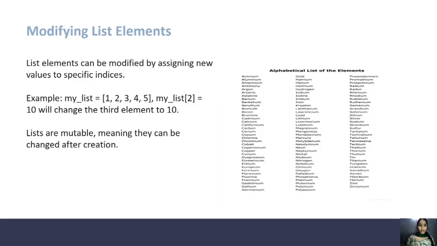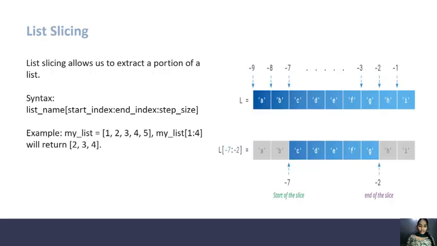3. Modifying list elements. List elements can be modified by assigning new values to specific indices. Example: my_list = [1, 2, 3, 4, 5], my_list[2] = 10 will change the third element to 10. Lists are mutable, meaning they can be changed after creation.